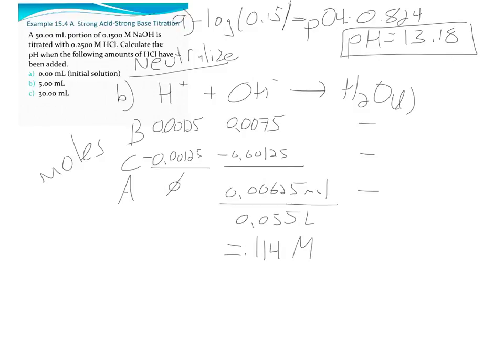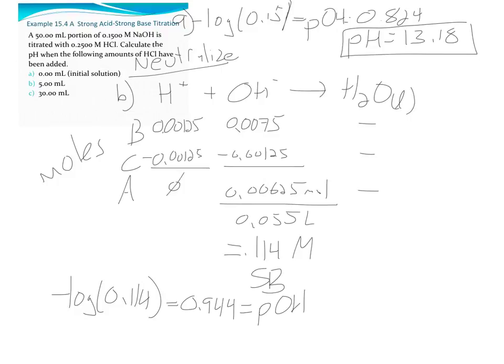So we just classify everything, and this is going to be way more important for weak acids and bases. But what is this thing that is in excess? It is a strong base. So we're just back to where we were with A. I've got a lower concentration now than I did before because I neutralized some of it. Now we just take the negative log of my new molarity, 0.114, and we get 0.944, which is a pOH. Therefore, my pH is 14 minus that, 13.06.